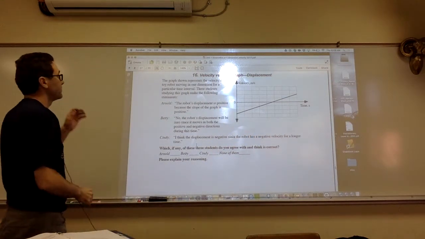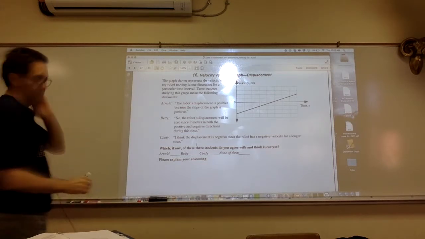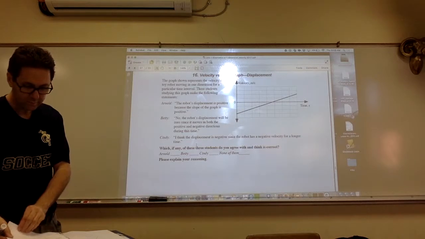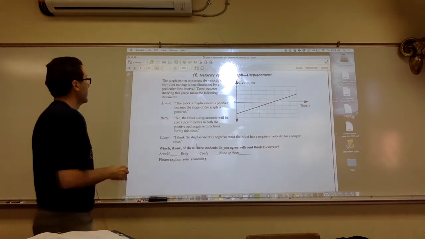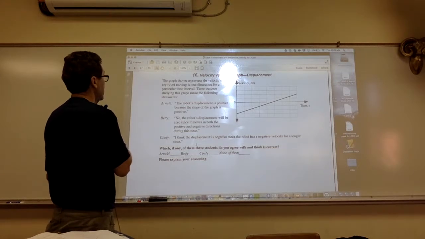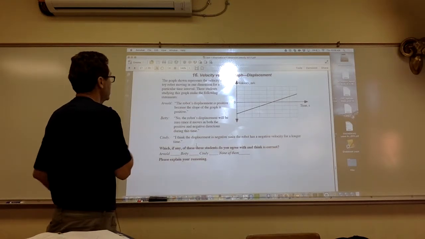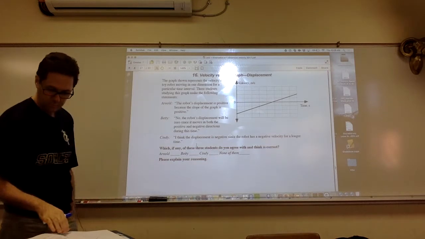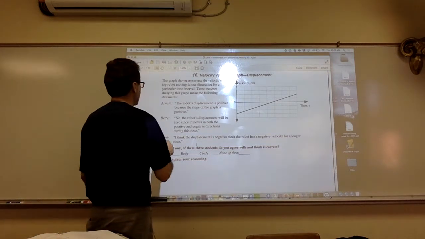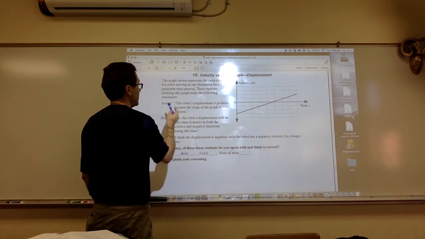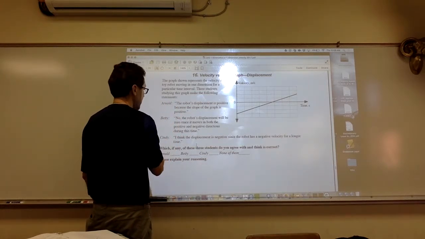Number 16. Okay. So this is a velocity time graph. Okay, so they're making some statements, and we have to see which one is correct.